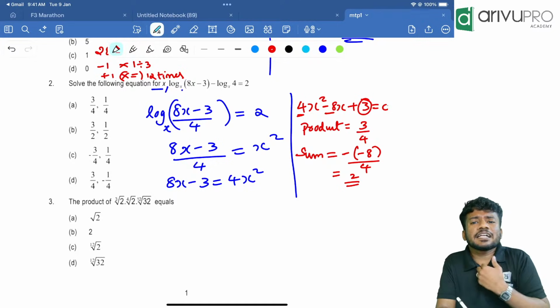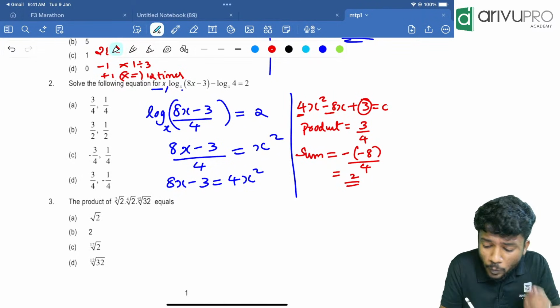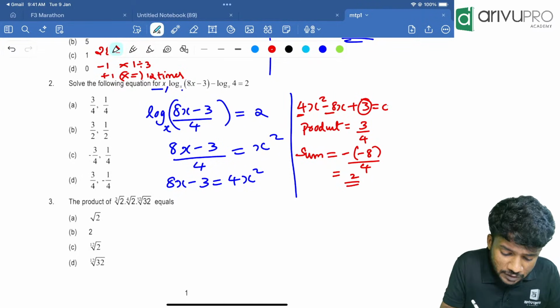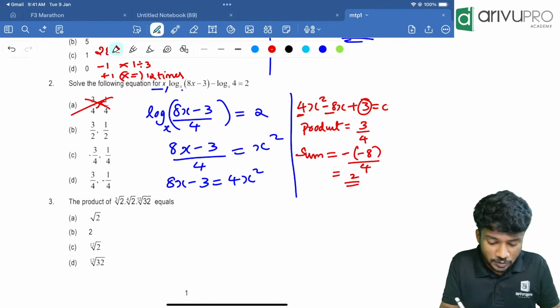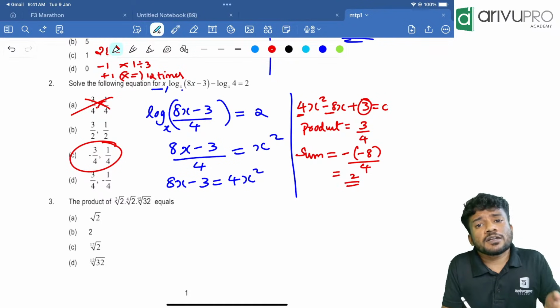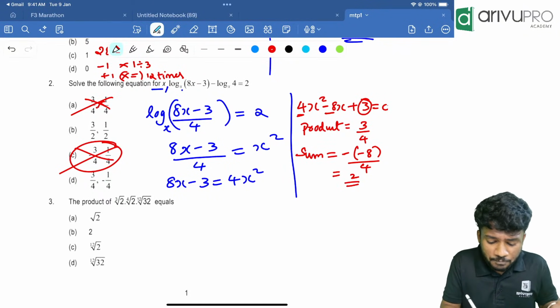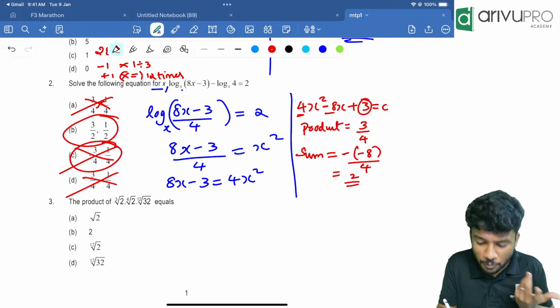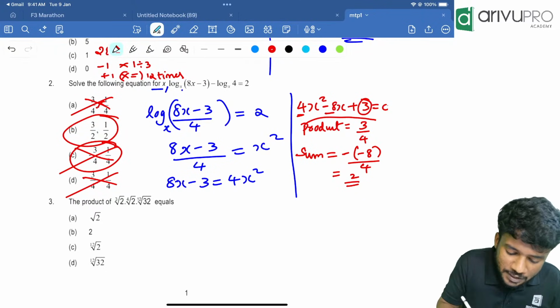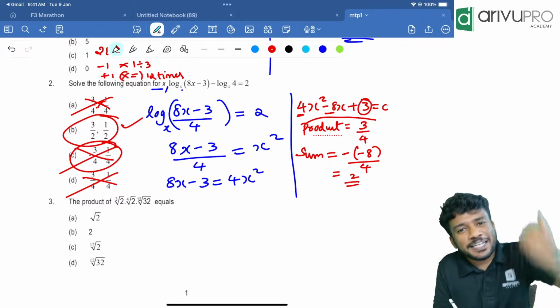Look at this and tell me which one will give the product as 3 by 4. First one, 3 by 4 into 1 by 4 is how much? 3 by 16. That means option A is wrong. Check this, 3 by 4 into 1 by 4 is how much? Again it is wrong. This one is also wrong. Check this option, 3 by 2 into 1 by 2 is how much? 3 by 4. So option B is your answer. Easiest way to get the answer.